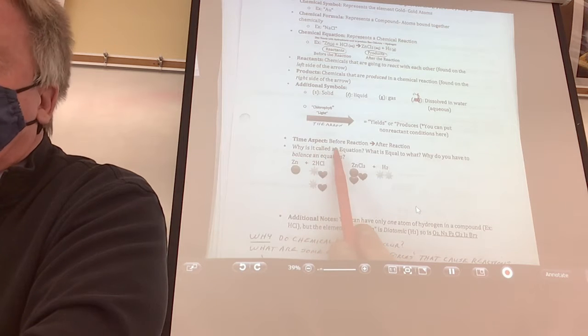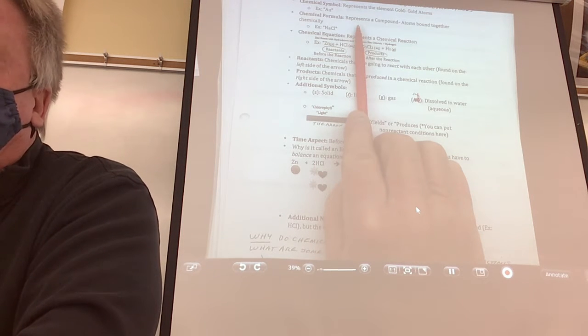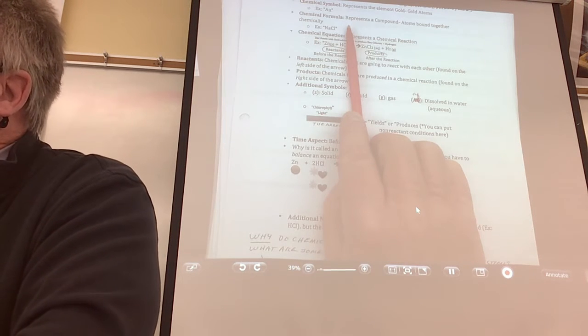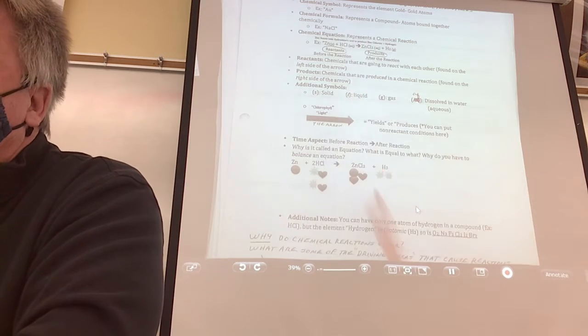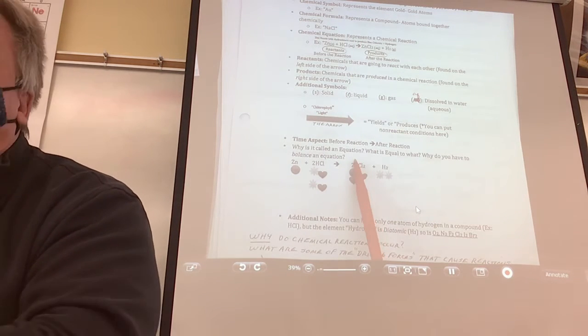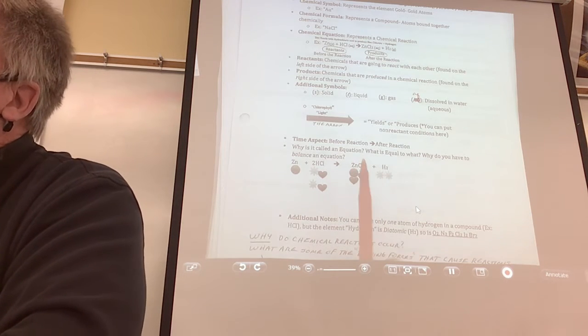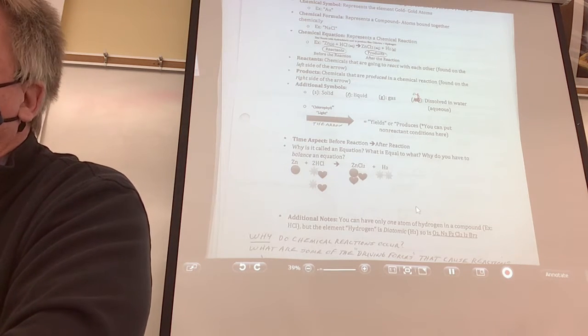Now, the next thing I want to ask you about is the arrow. It's also a time aspect. See the arrow? This is before the reaction has occurred. Look on the right side of the arrow. That's after the reaction has occurred. You see that? So it's kind of like a time thing. Now, why is it called an equation? Why call it a chemical equation? What's equal? Is there something supposed to be equal? What's supposed to be equal?